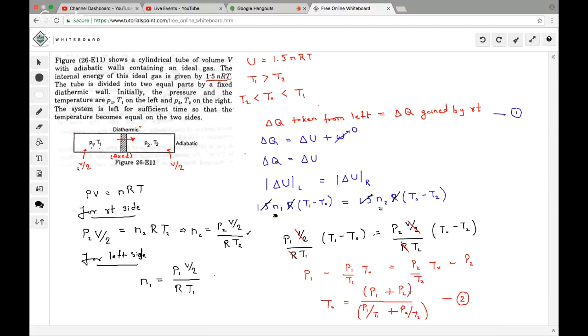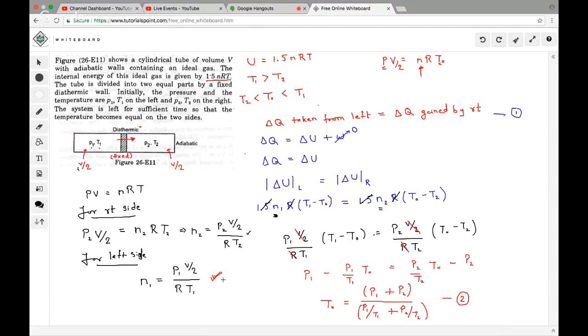Now, once you get the value of T naught, you can also get the pressures on both sides. How will I get pressure? Again, I have to use the ideal gas equation only, which is PV equal to nRT. If I have to find the pressure on the left-hand side, volume is V by 2, and temperature I write from equation number 2, so this is T naught. For the number of moles on the left-hand side, you substitute for this. Like that, you can get the value of pressure.